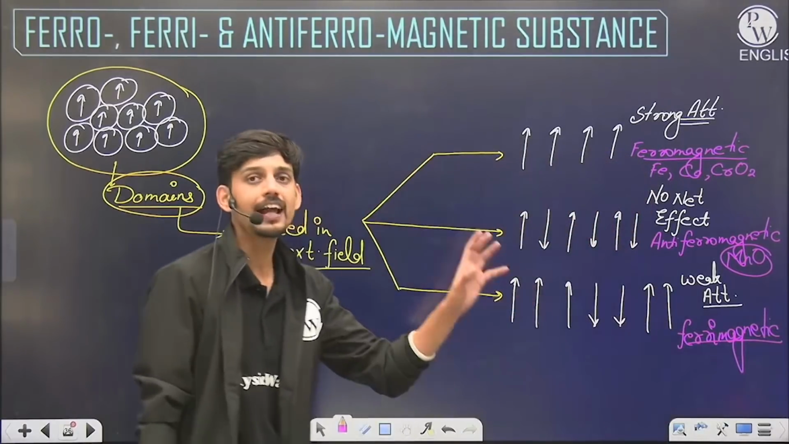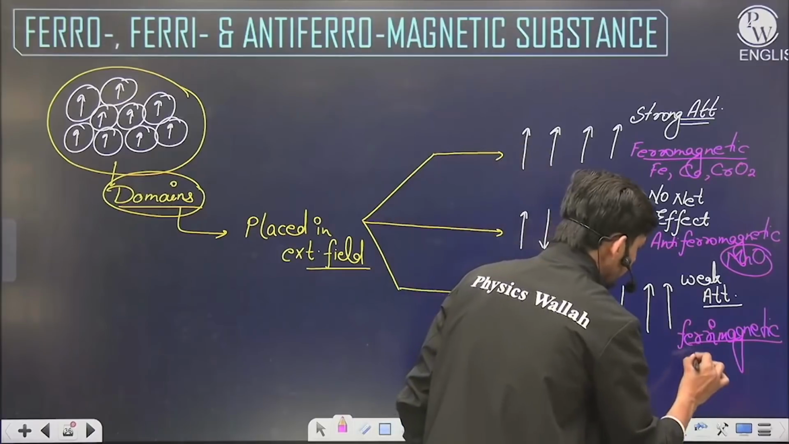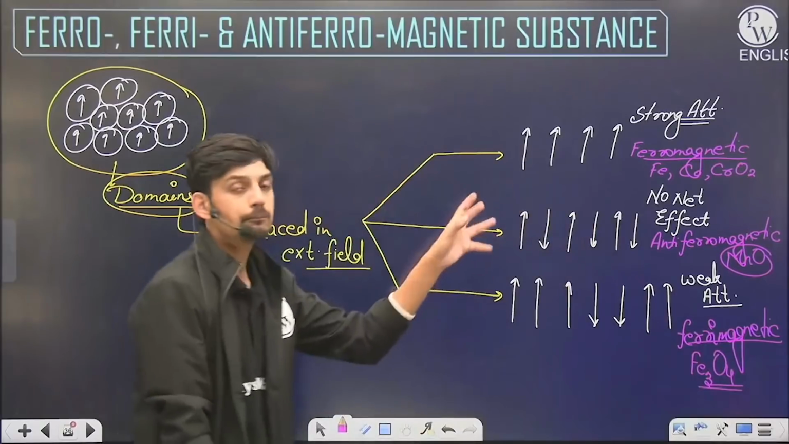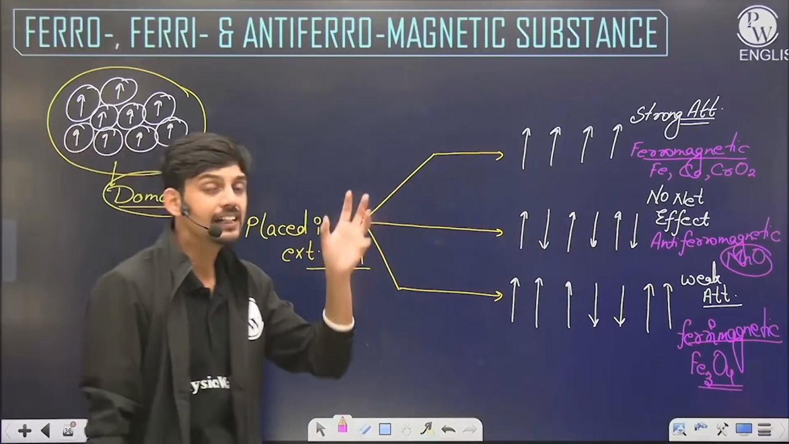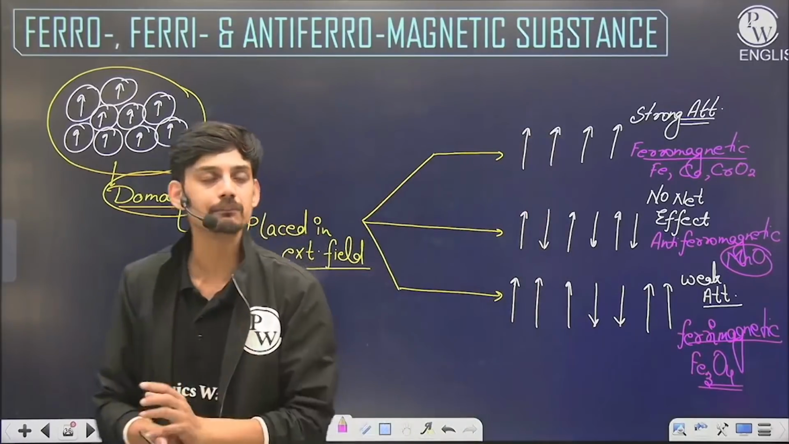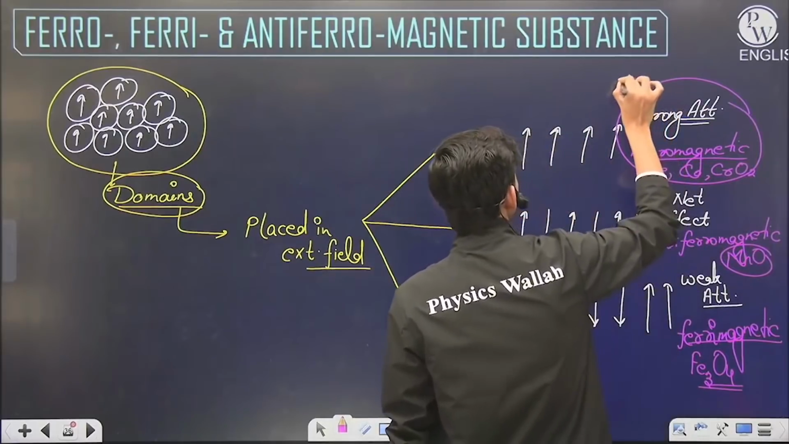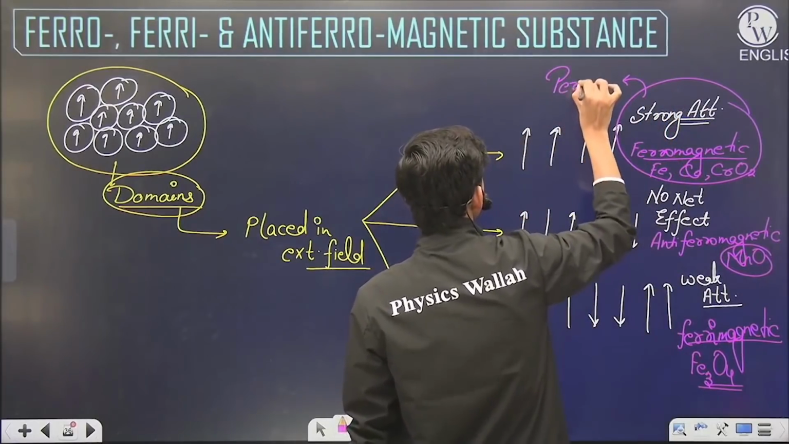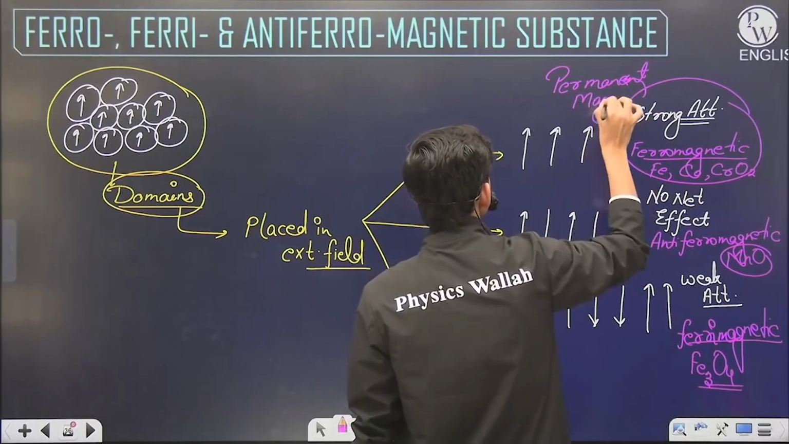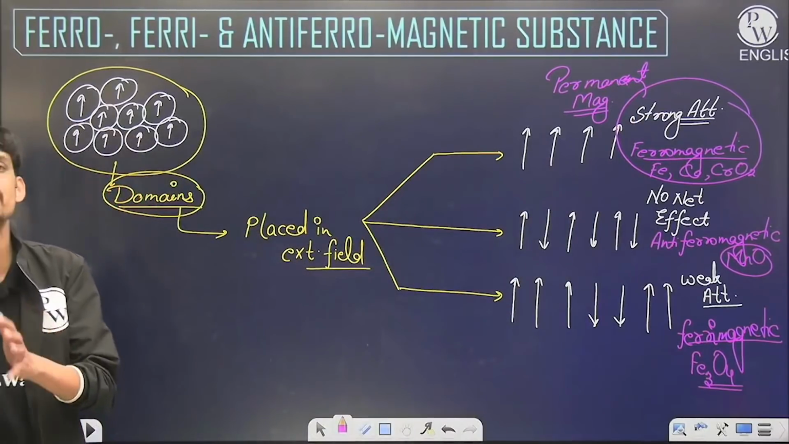So these are the three types of material on the basis of domain, and ferrimagnetic has a common example of Fe3O4 or other molecules. These examples are very important, and these materials are also very important because they can be used to create permanent magnets, because they have strong and powerful attraction. So ferromagnetic can be used to create permanent magnets.